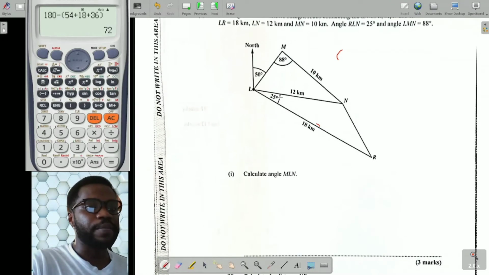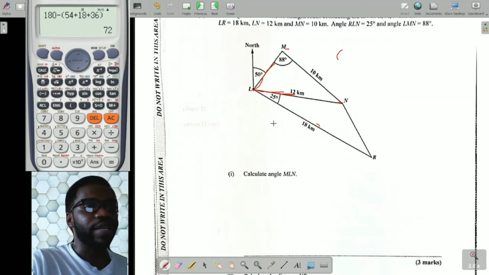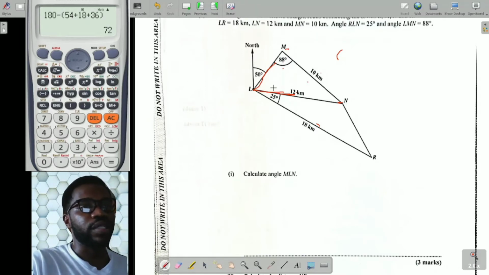Okay, so let's look for it. M is right here, L is right here, and N is right here. So this is the angle that we want. Now the question is, what technique am I going to use to work this angle out? All you have to do is look at the information that you actually have. We know one angle already. We know this side. We have two sides and one angle. We need the next angle. Of course, that is telling me that I'm going to have to be using the sine rule here.